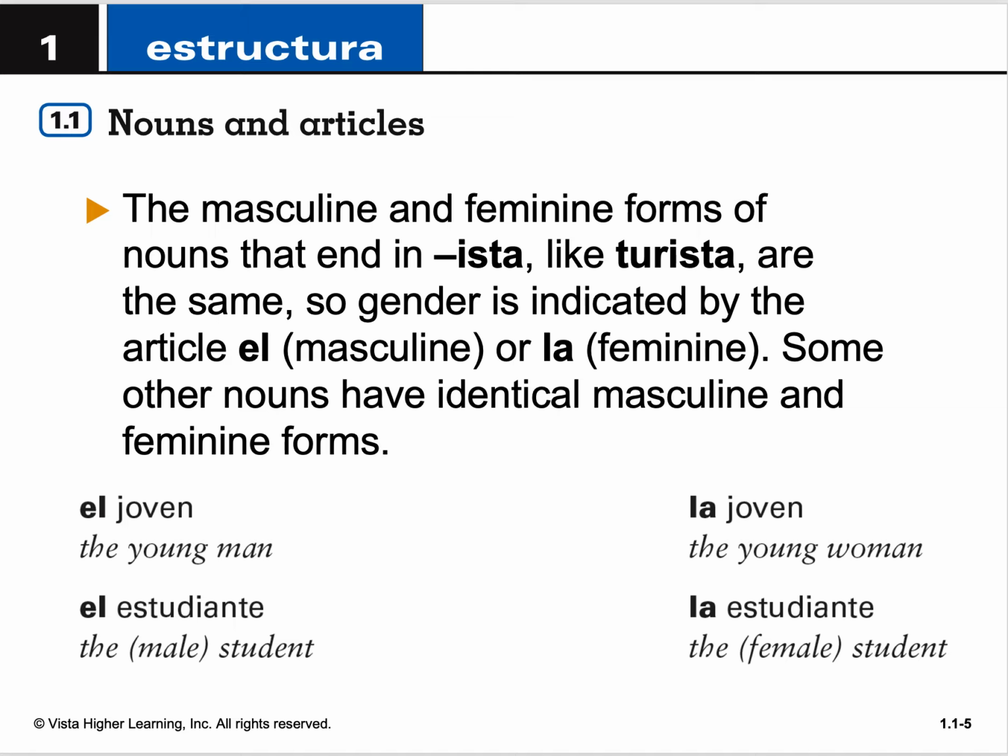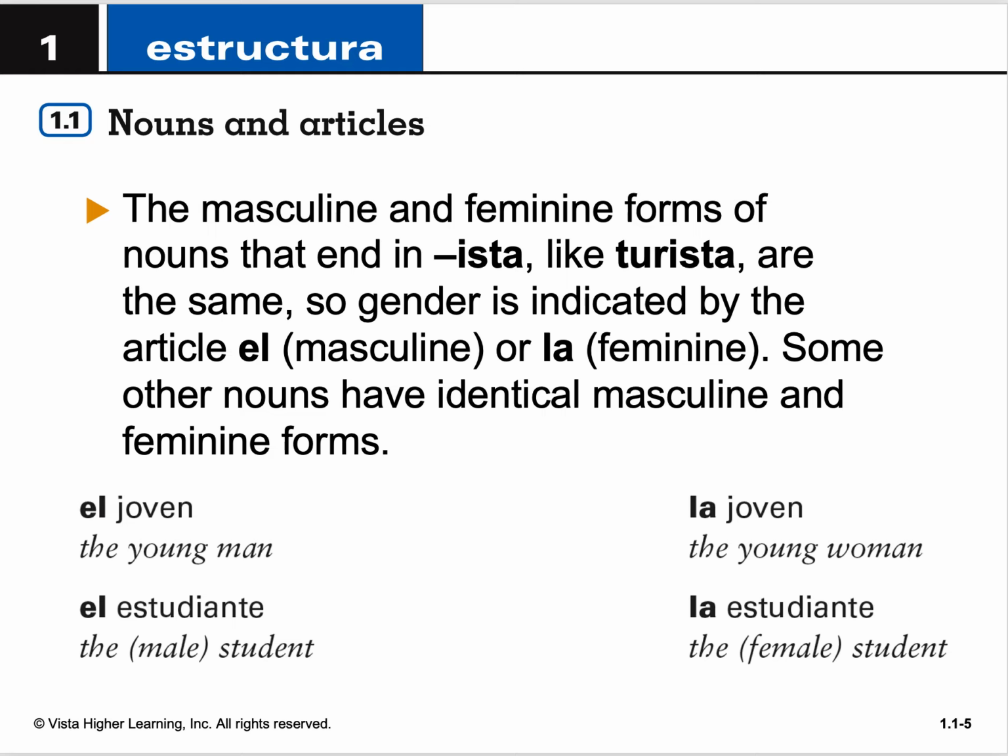The masculine and the feminine forms of nouns that end in ista, like turista, are the same, so gender is indicated by the el or la. So we don't have a masculine form of the word turista. It's just turista. So el turista is a male tourist, la turista is a female tourist. We're not changing the actual ending of the noun.